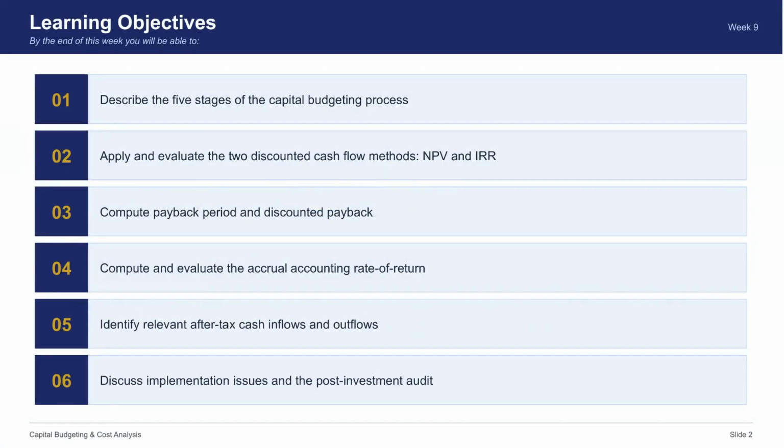Here are 6 learning objectives for the week. First, describe the 5 stages of capital budgeting. Second, apply and evaluate 2 DCF methods, net present value, internal rate of return. Third, compute payback period and discounted payback. Fourth, compute and evaluate the accrual accounting rate of return. Fifth, identify relevant after-tax cash flows. Finally, discuss implementation and the post-investment audit.